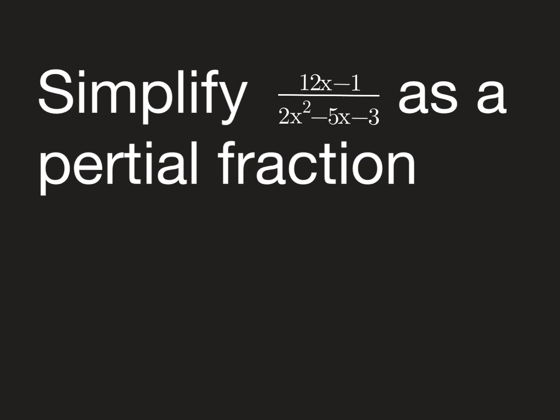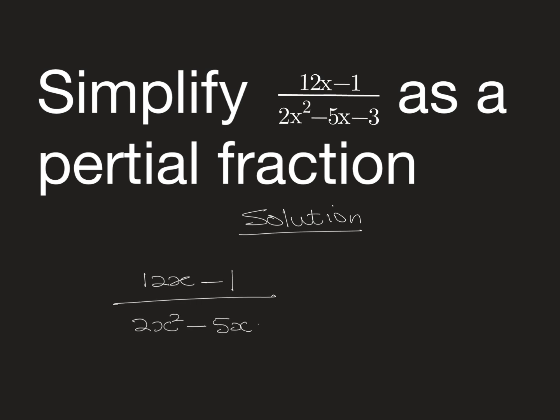Welcome back. We have a question here and it reads: simplify 12x minus 1 all over 2x squared minus 5x minus 3 as a partial fraction. Solution: 12x minus 1 all over 2x squared minus 5x minus 3.